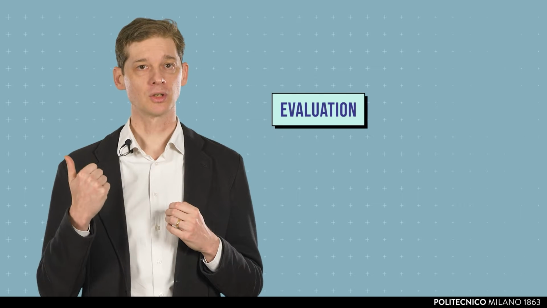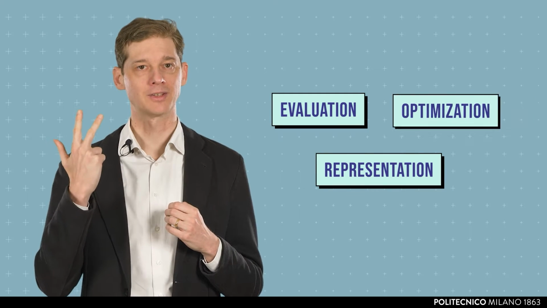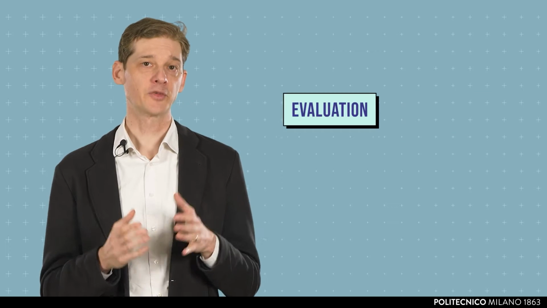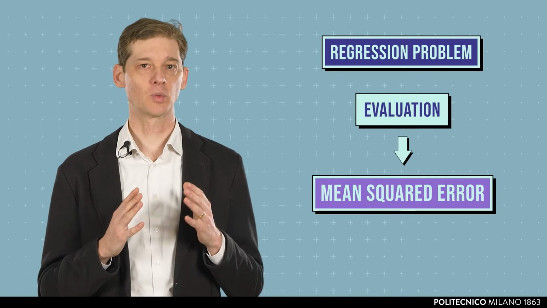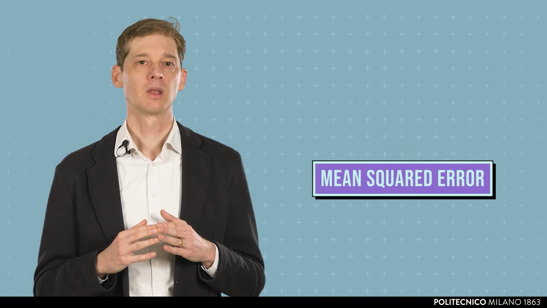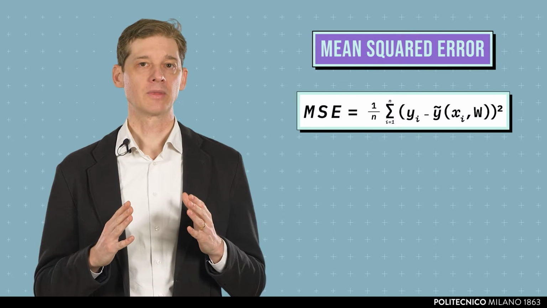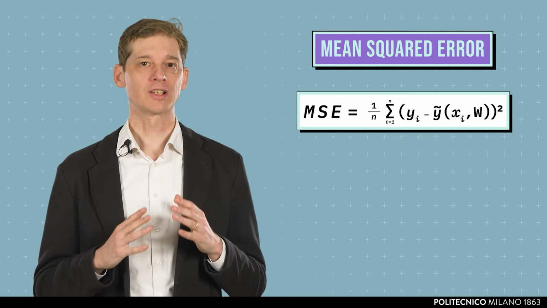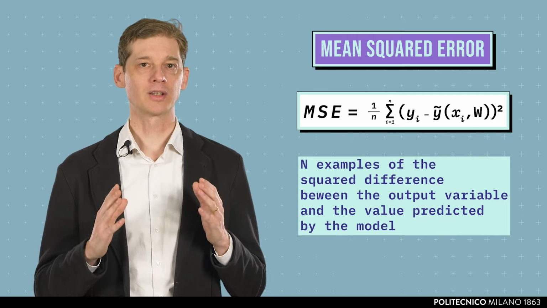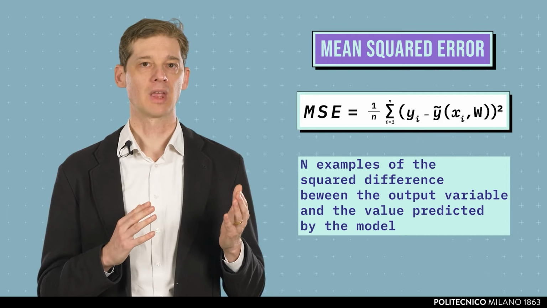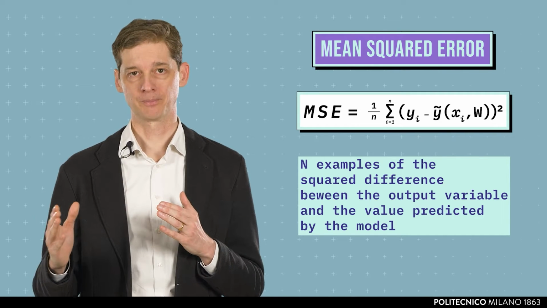As we have seen in the previous lesson, to solve a supervised learning problem, we need to specify three components: evaluation, representation, and optimization. As for the evaluation, the most common loss function for regression problems is the mean squared error. The mean squared error of a model is calculated by averaging over a set of n examples the square of the difference between the output variable and the value predicted by the model.